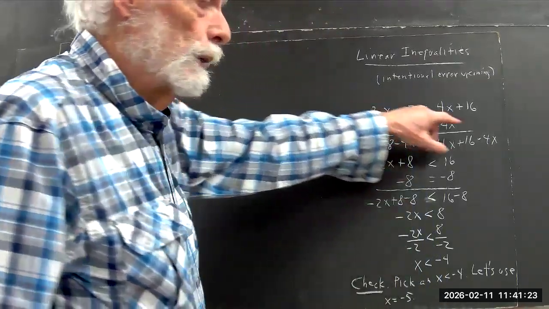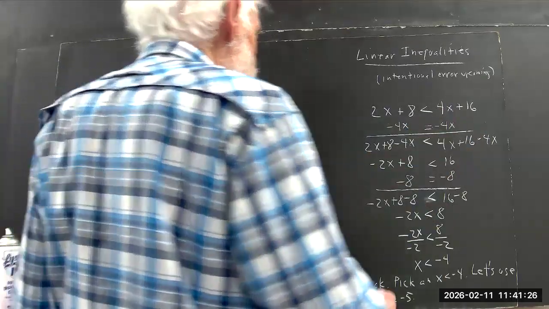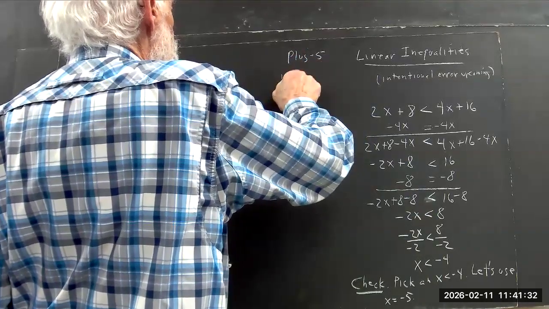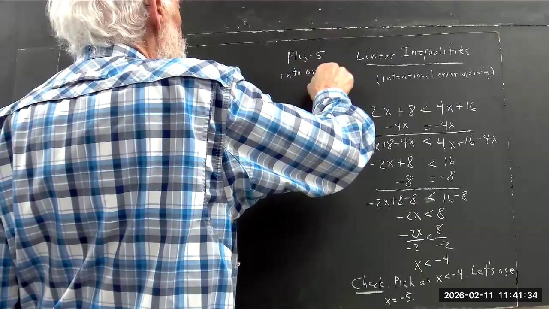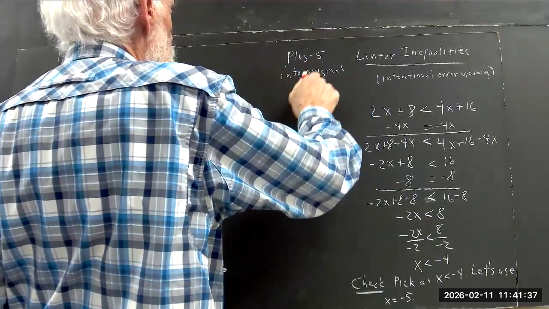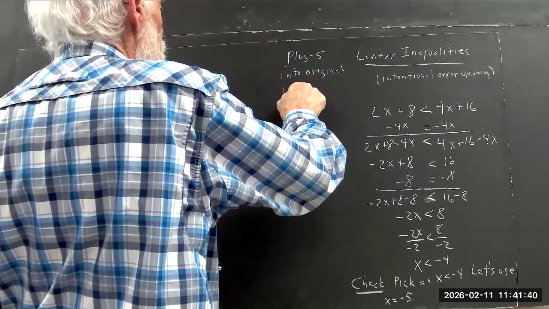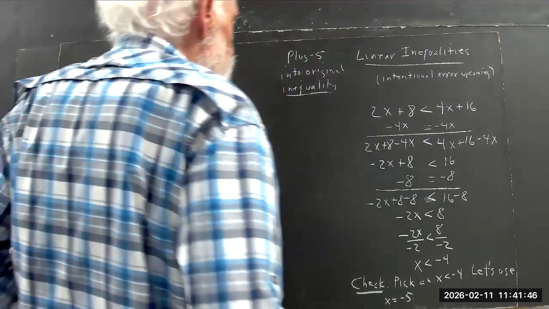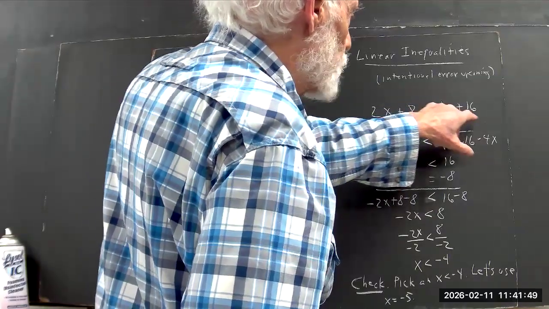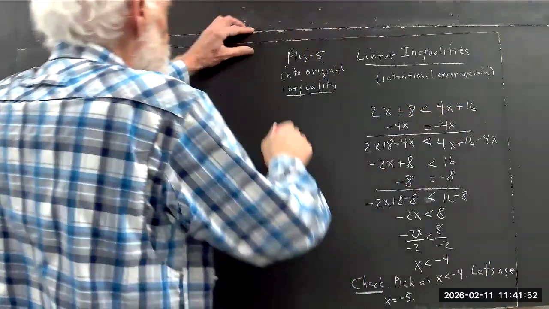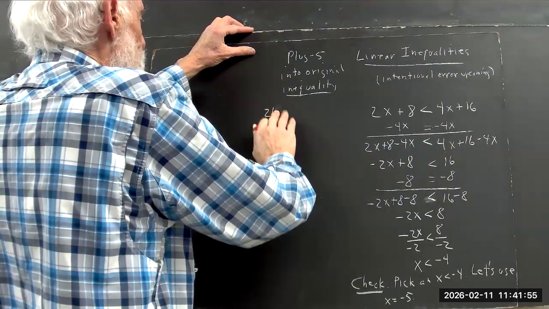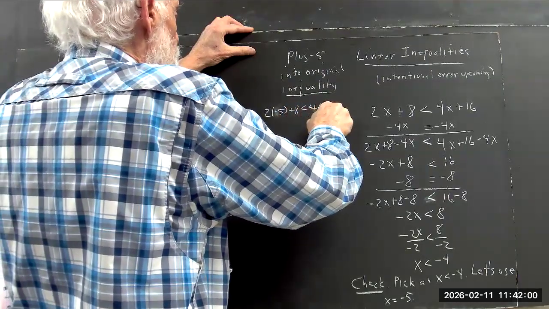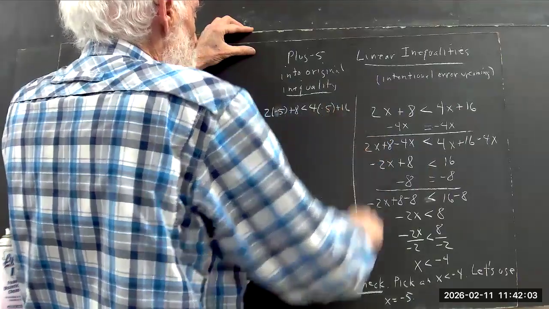Plug that in to the equation. Call it an equation, it's an inequality. Plug -5 into the original inequality. We have 2x plus 8 less than 4x plus 16. If we plug x equals -5, we get 2 times -5 plus 8 less than 4 times -5 plus 16.